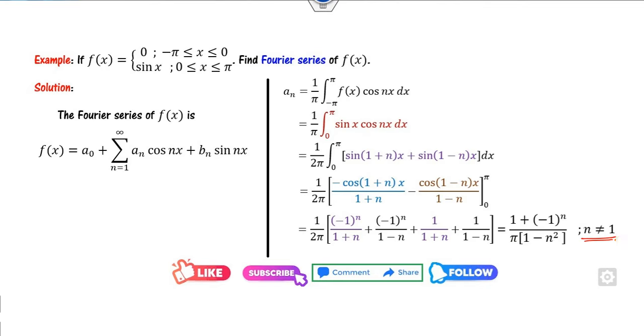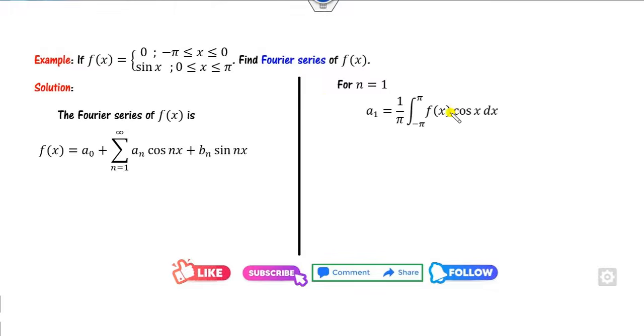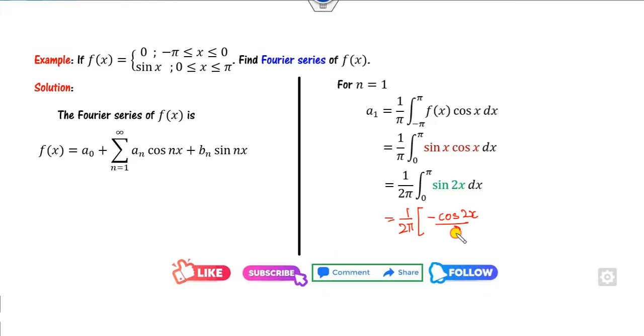Clearly this holds for n not equal to 1. Then your target is to find a1, because the angle is 1. I can substitute the value n equals 1 in this expression. Again I can substitute the value of f(x). I can multiply the 2 and divide it by 2. Then what is the integration of sine 2x? Minus cos 2x over 2. What are the limits? So 1 over 2 pi, cos 2 pi is 1, cos 0 is 1. So you can see minus half plus half, it will be 0. So a1 will be 0.